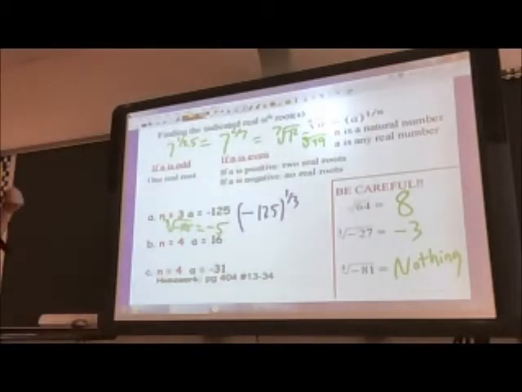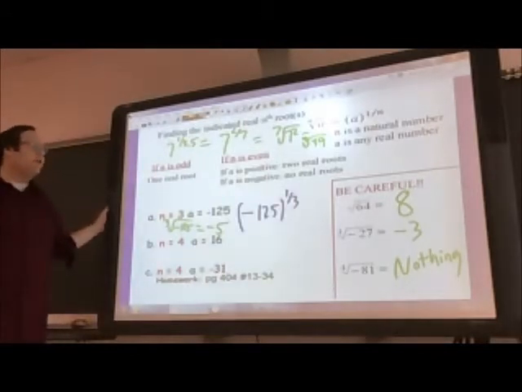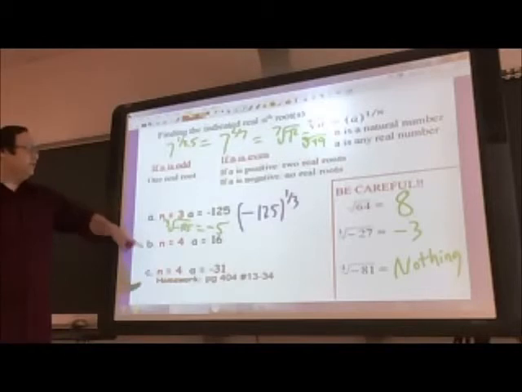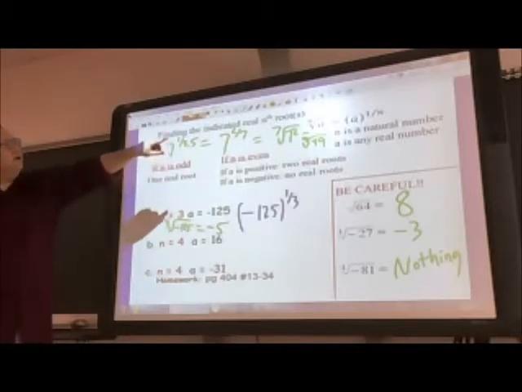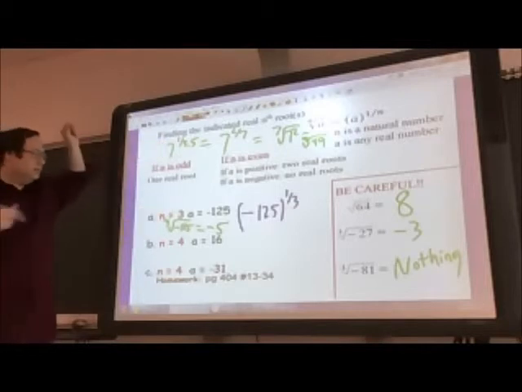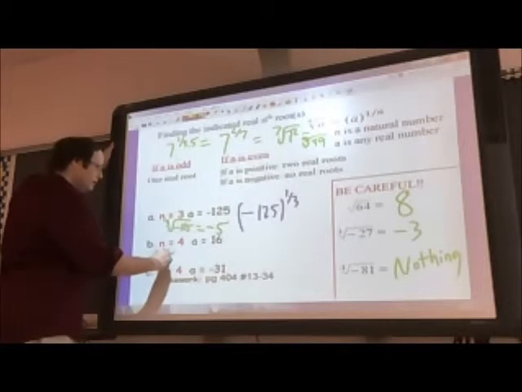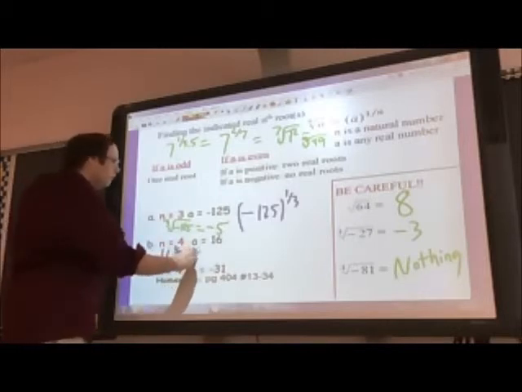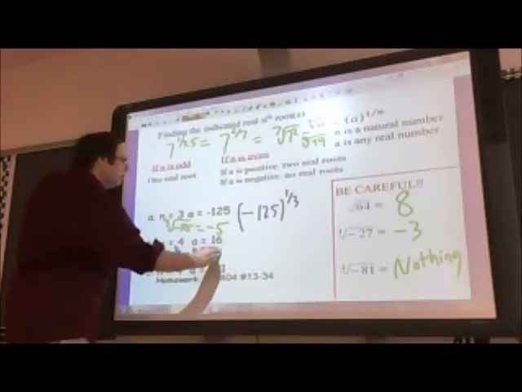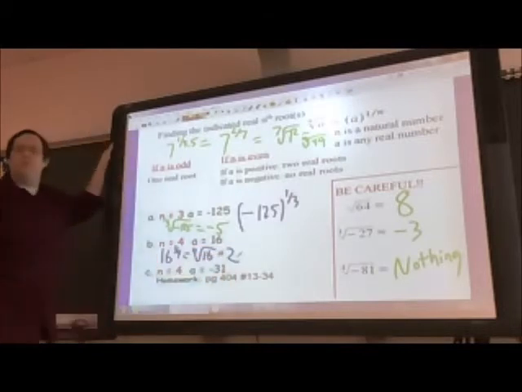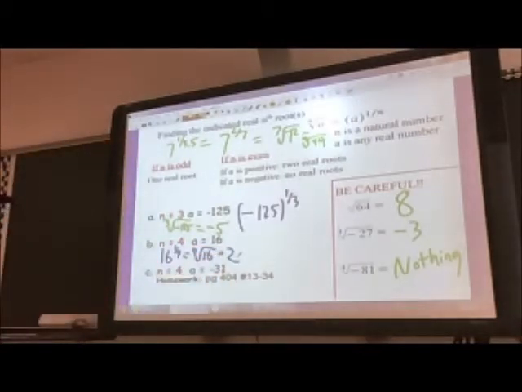Now over here, who can tell me how to write B? We have n as 4, right? So look up there. Where do we write our n? That's right. We write it in the denominator. So 16 to the 1/4. It's also the same as the 4th root of 16, which is going to equal 2.